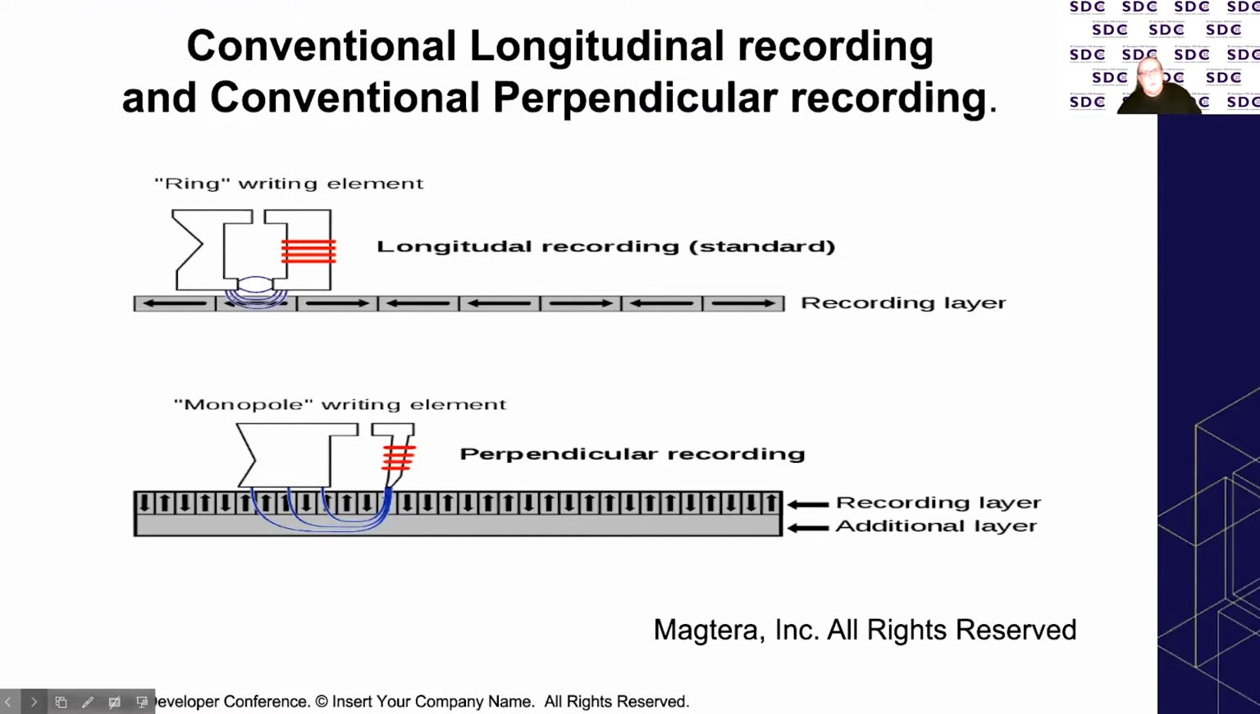There are two basic means to do recording. One is conventional longitudinal recording, another perpendicular recording. The traditional MRAM cell can be used for longitudinal recording, and perpendicular recording can be used if we use not a standard MRAM cell, but STT MRAM, which stands for spin transfer torque MRAM.